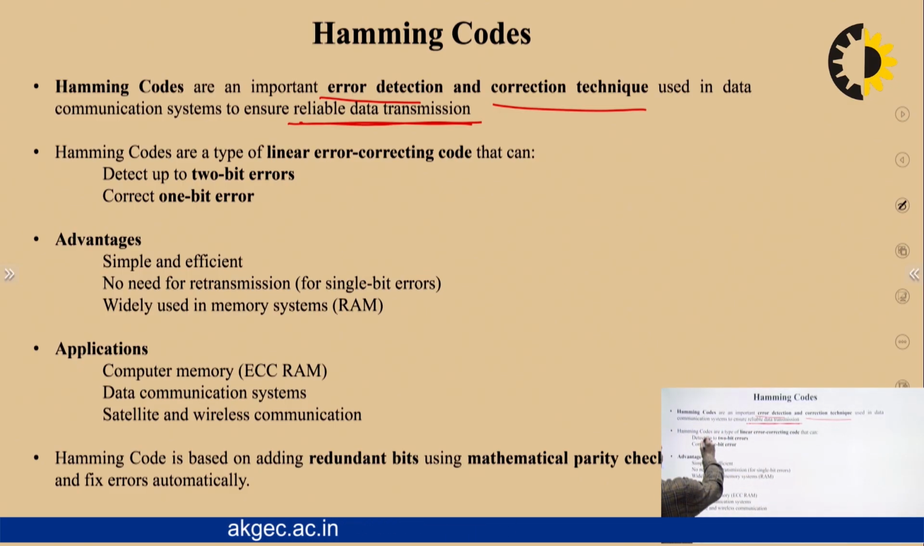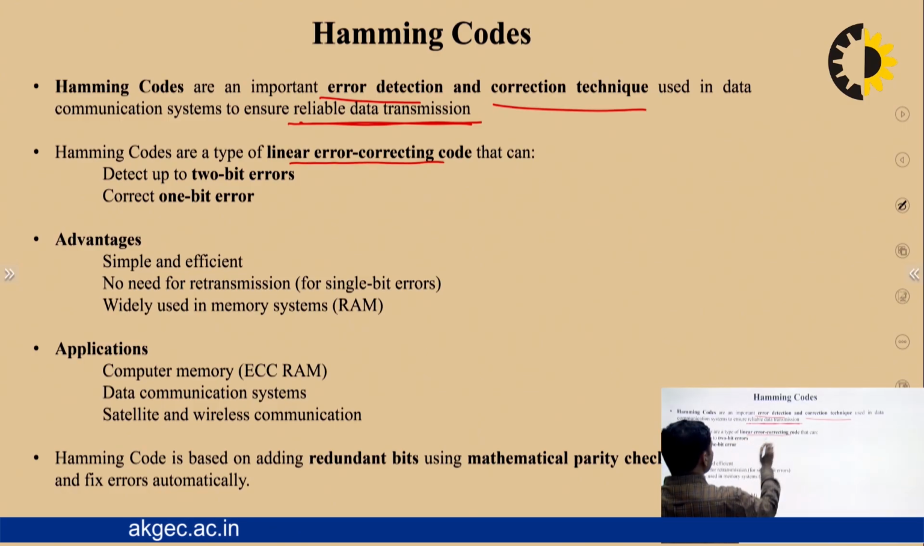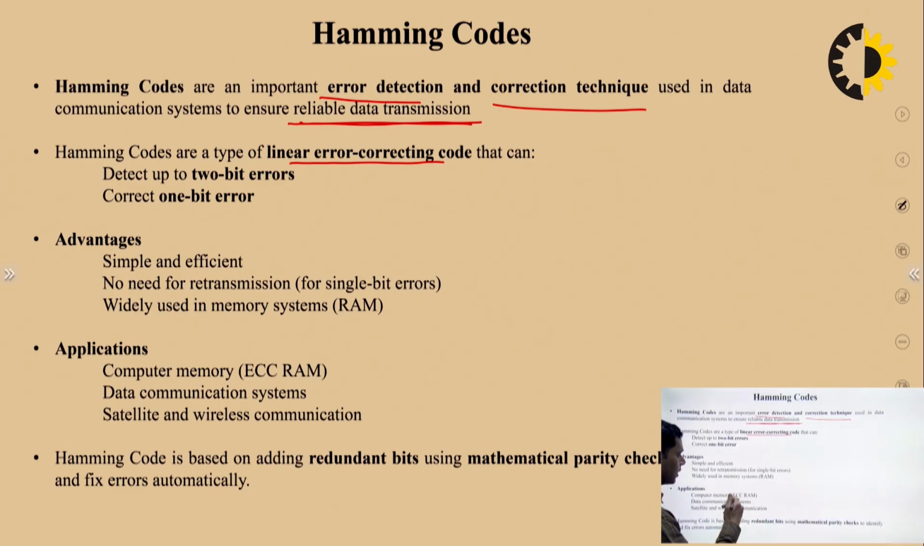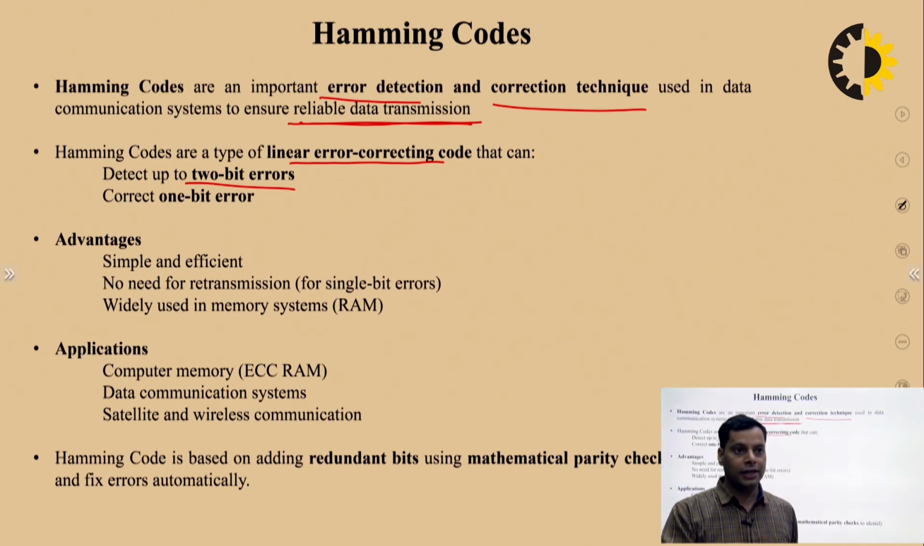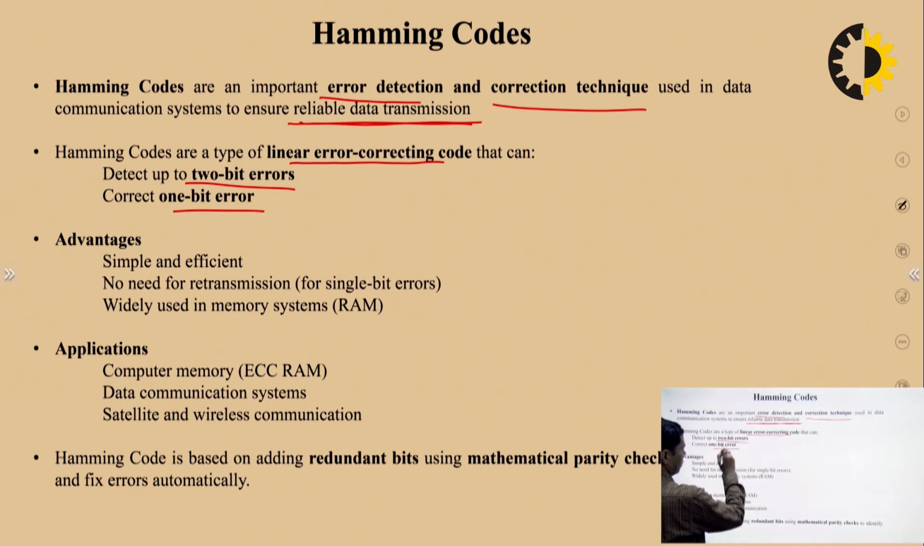Hamming codes are a type of linear error correcting codes. Their major significance is that they can detect up to 2-bit errors. That means, if we are sending data of 15 bits, let's say including the parity bits, it can detect a 2-bit error if there is any, but correct only a 1-bit error. So, it can detect a 2-bit error and correct only a 1-bit error.